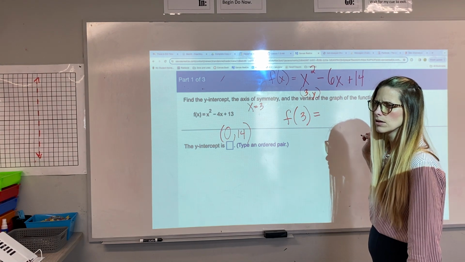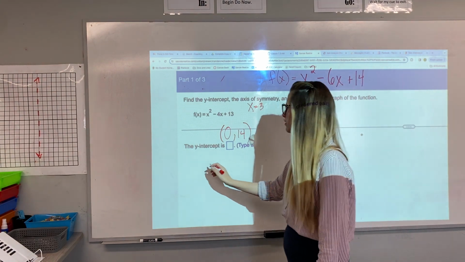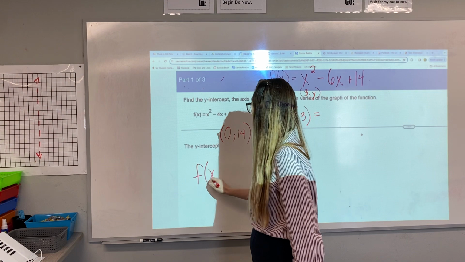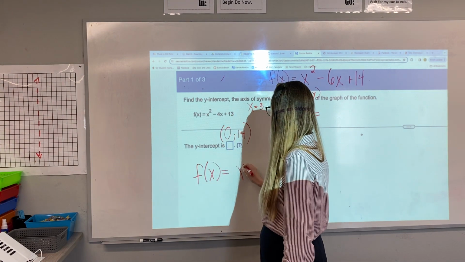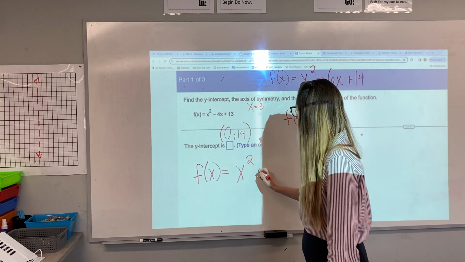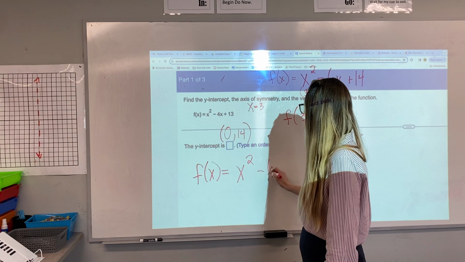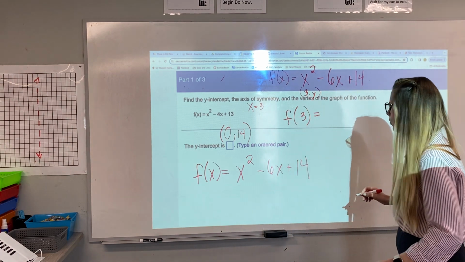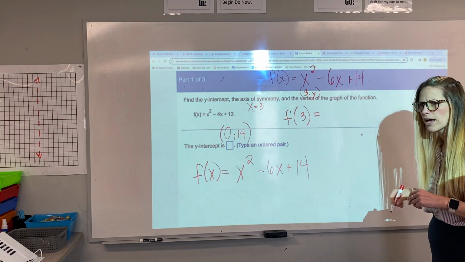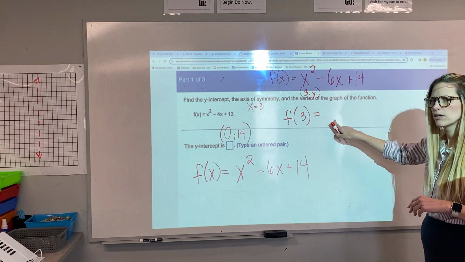The x is 1. I don't know. Let's write your function again. Sorry, I erased it. What does f of x equal? 1 of x squared. Okay. x squared minus or plus? Minus 6x plus 14. Okay. What am I plugging in for my x value? 3. Good. So how do I write that?